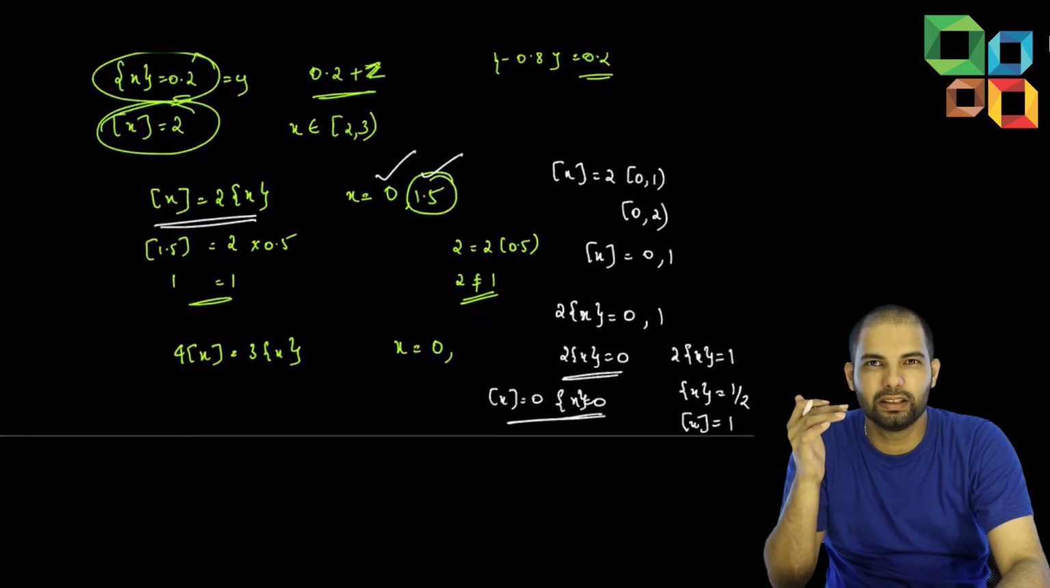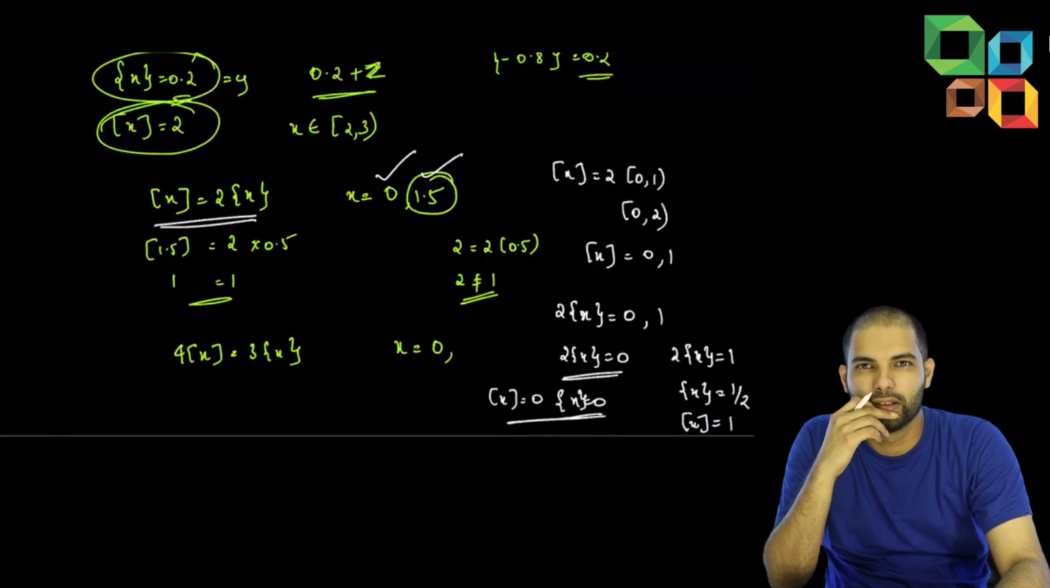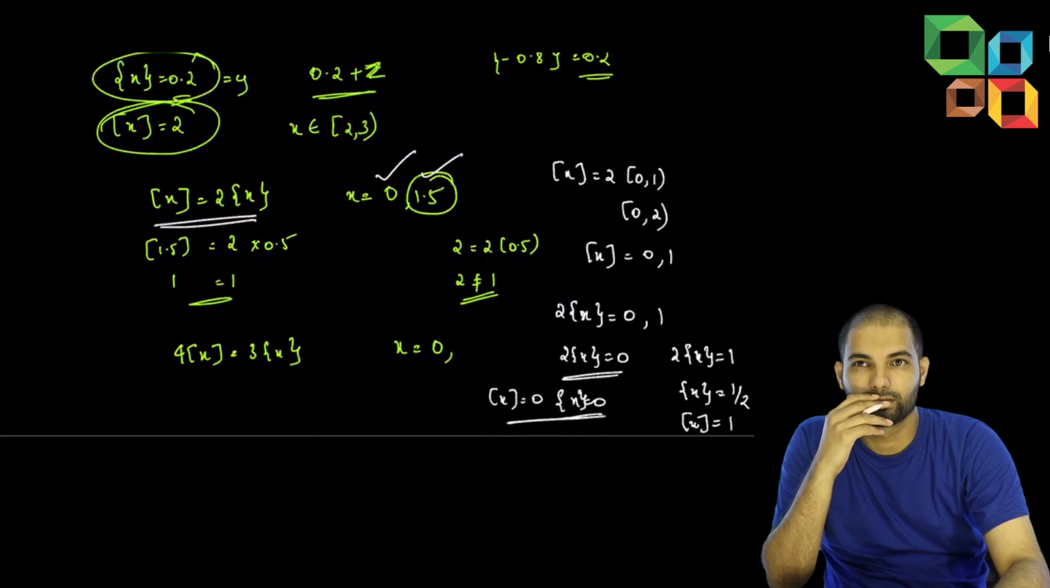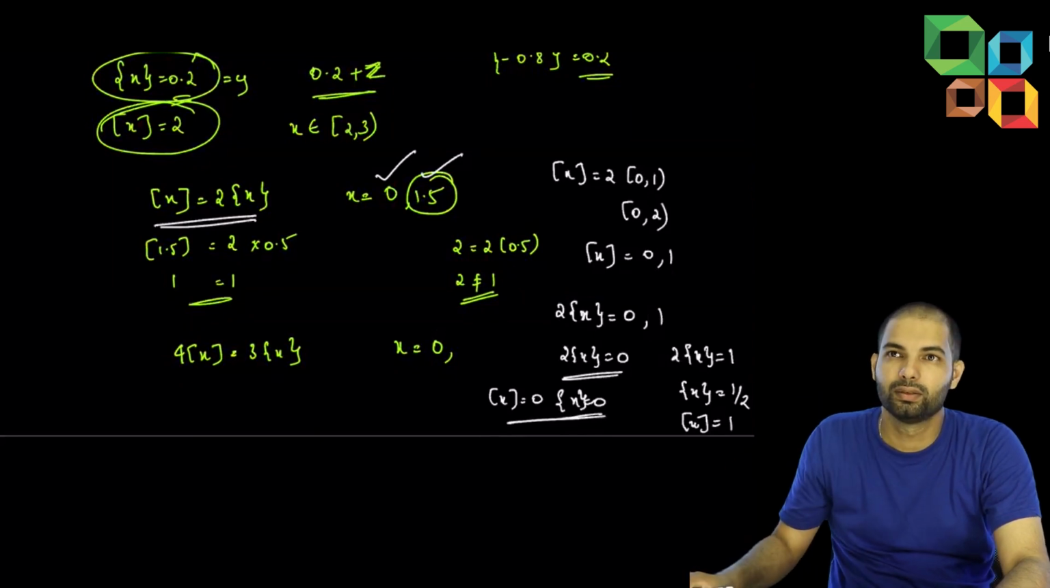Any doubts here? It's a little complicated here, right? A lot of logic involved, right? So if you have any doubts, please ask. How can it be 1.5? Yes.